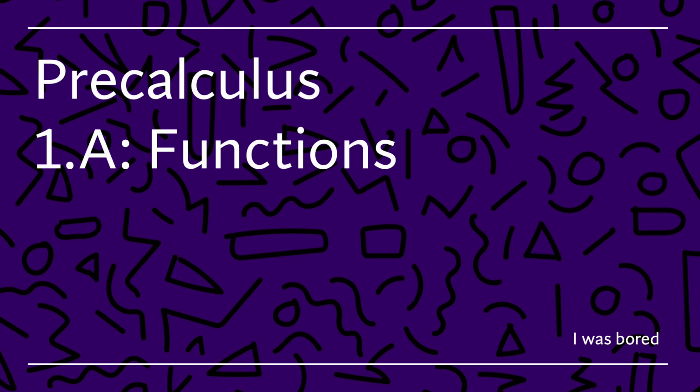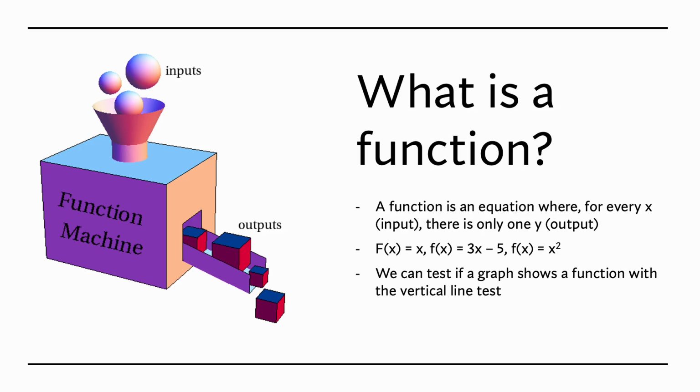Alright, so the first two chapters are about functions, generally. First of all, what is a function? Well, a function is just any equation where for every x, so for every input, there is only one y, or output. You can think of it like a machine. We're going to put some inputs into the function, which is the machine, and we're going to get some outputs, because the function does something to the inputs to make them into outputs.